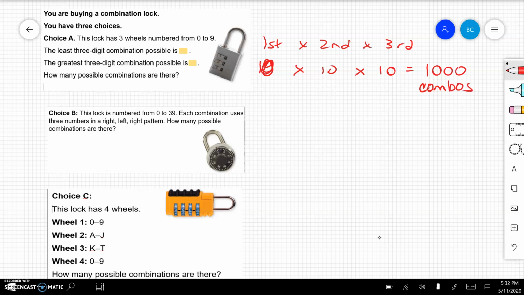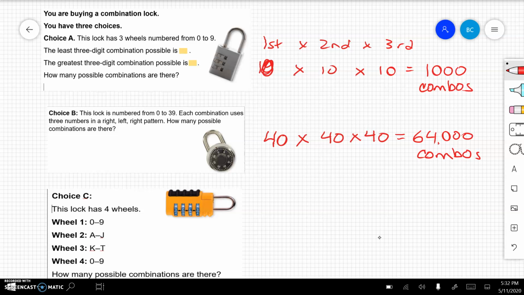On the next one, I've got 0 to 39, so that's going to be 40 options, and I use those numbers in combination right, left, right. So I've got 40 times 40 times 40. Again, it would be highly unlikely that I would use the same number 3 times, but I could. You'd have to go past one number and land on it again, so that's a possibility. So 4 times 4 is 16, times 4 is 64, and I have 3 tens, so 3 zeros, so that one gives me 64,000 combos.